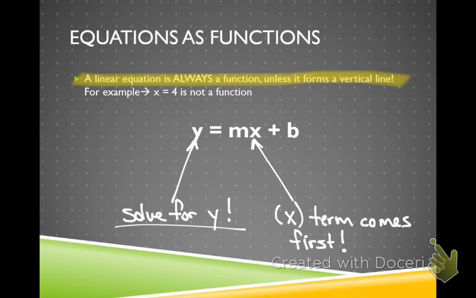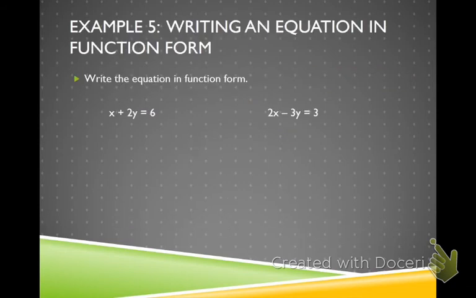All right, so here's what it looks like. Example 5. All right, in example 5, we have 2 steps. Step 1 is to take the equation and to write it in function form. What was function form? Read it back to me. Y equals mx plus b. Okay, well on this one, is y by itself on one side of the equation? No, so I need to get there.